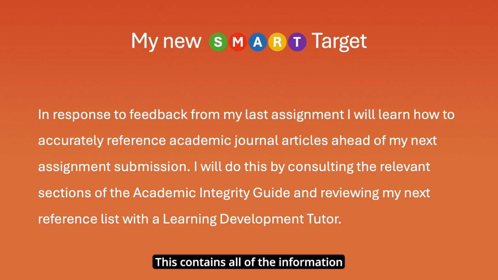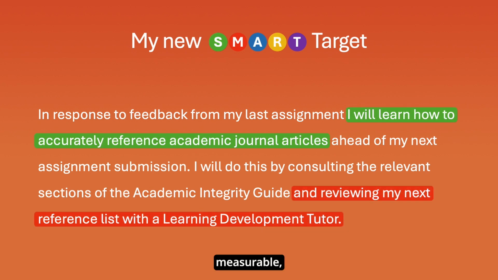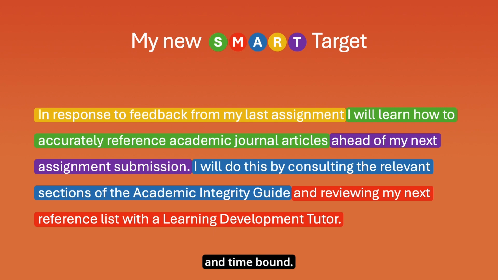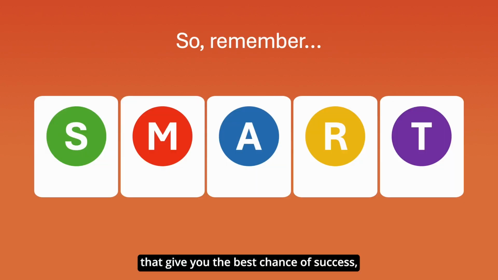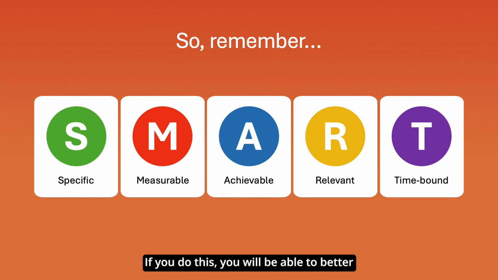This contains all of the information we have pulled together to ensure our target is specific, measurable, achievable, relevant, and time-bound. To set targets that give you the best chance of success, you need to make them specific, measurable, achievable, relevant, and time-bound. If you do this, you will be able to better formulate a plan that will help you get to where you want to be.